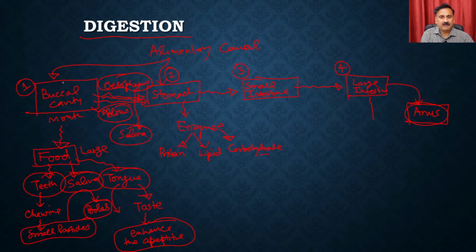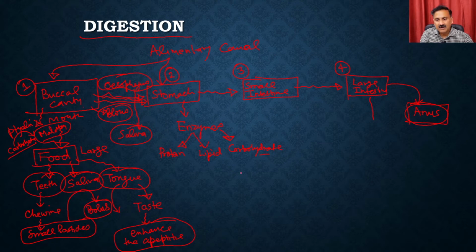Now, apart from this, within the buccal cavity also, you have one of the enzymes, which is called ptyalin. Okay, and the ptyalin is also going to start the digestion of the carbohydrates, right? That is going to convert the complex carbohydrate into different types of sugar. So, the sugar digestion is going to start from the buccal cavity, whereas in the stomach you have the digestion of the proteins, lipids, as well as the carbohydrate.